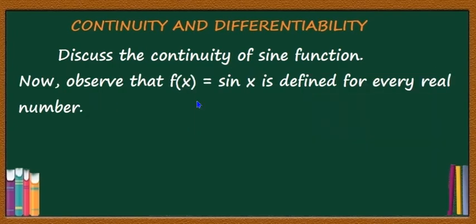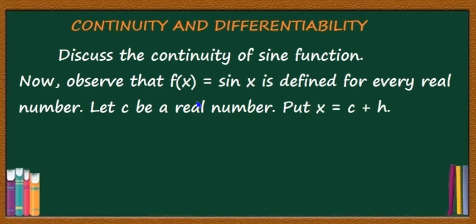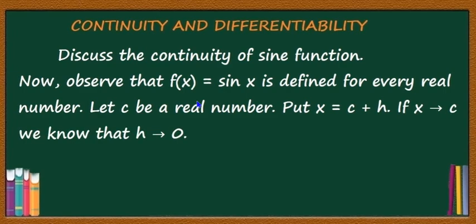Now let us take the function f of x equal to sin x, and it is defined for every real number. Let c be a real number, and we have to find limit x extends to c of sin x, and we have to show that limit x extends to c of sin x is equal to sin c. Here put x equal to c plus h. If x tends to c, we know that h tends to 0.